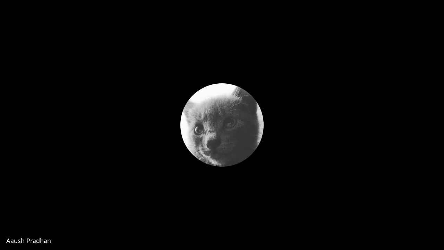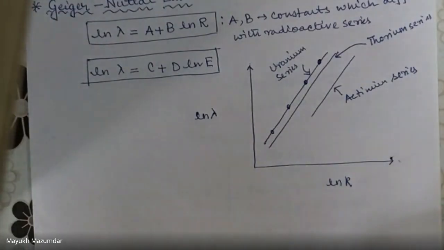Next we have straggling of range, then alpha disintegration energy, etc.